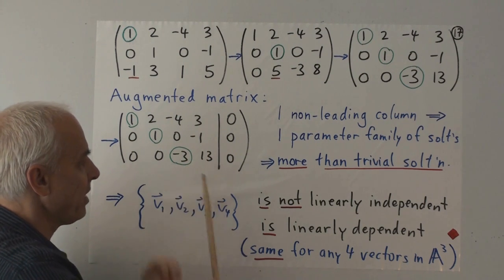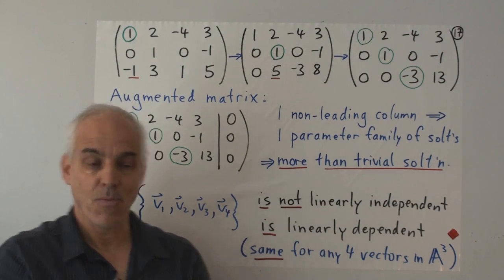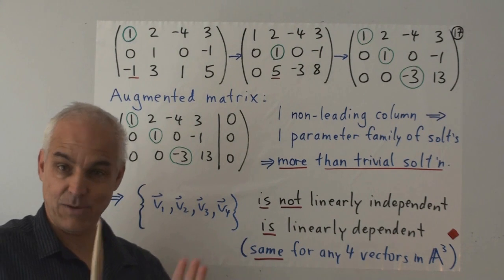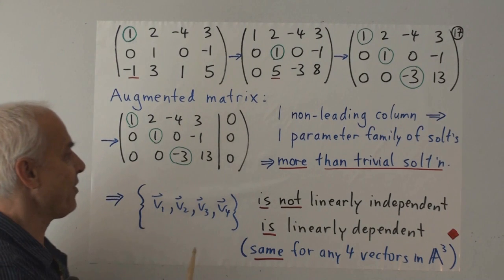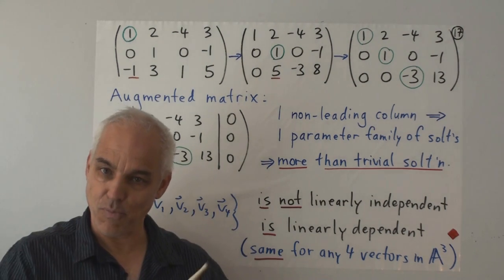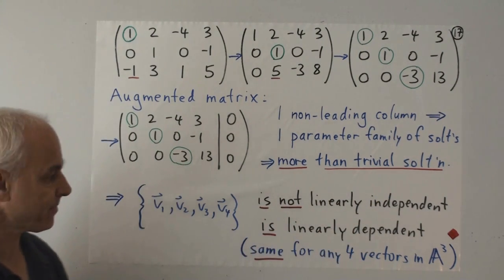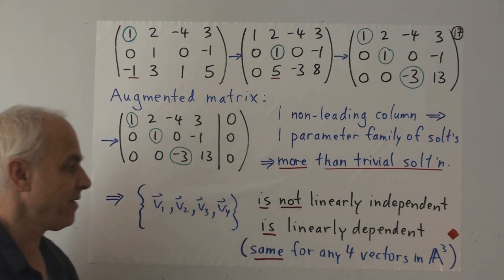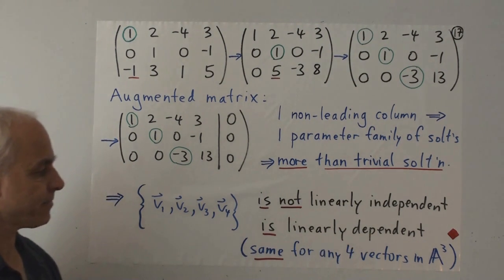This non-leading column corresponds to a 1-parameter family of solutions. When we write down the solutions, which we don't have to do because we're not interested in what the solutions exactly are, but if we wrote them down, then the 4th variable would correspond to a parameter. There's a parameter of solutions. There's more than just the trivial solution. So the original set is not linearly independent, or it is linearly dependent.